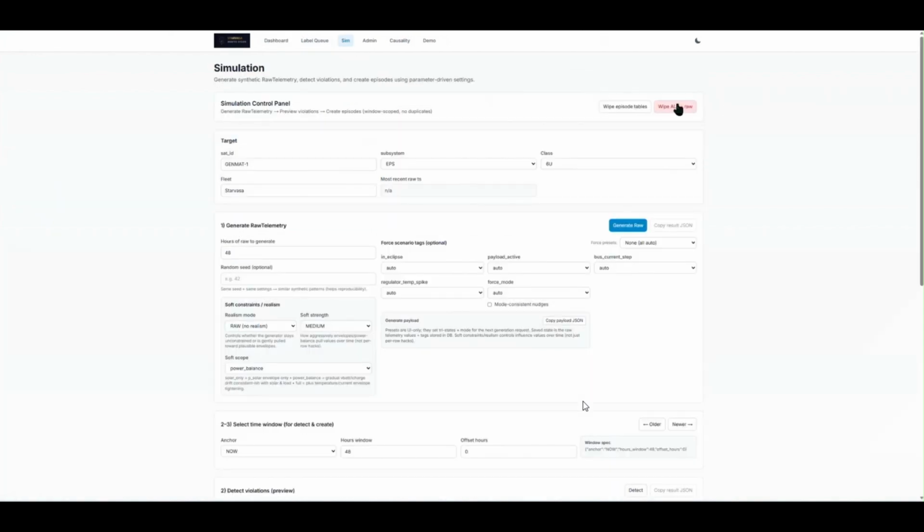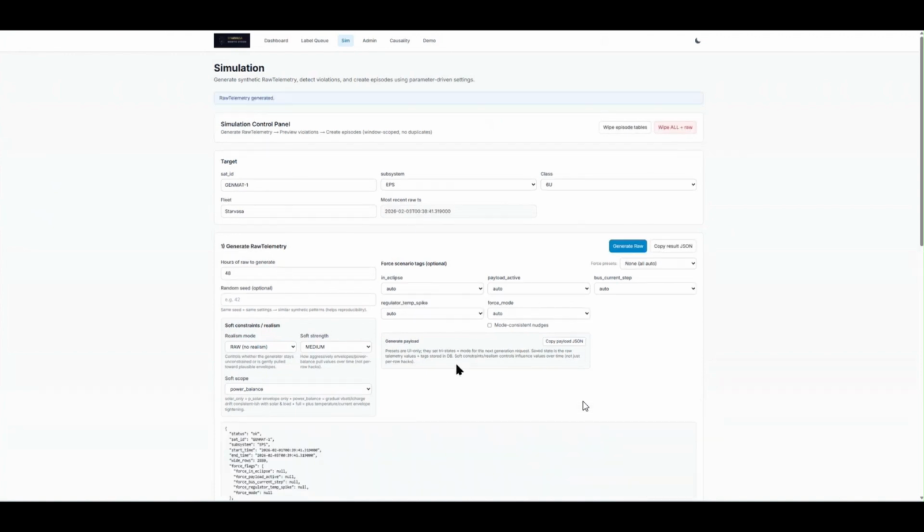If you click this, then only the episode table gets wiped. But this is the better one, which can give you clean, everything gone. Then the default settings are good. Just go and hit generate new, generate raw. So now you'll see that it will give you some status.